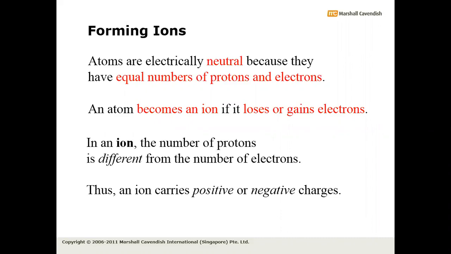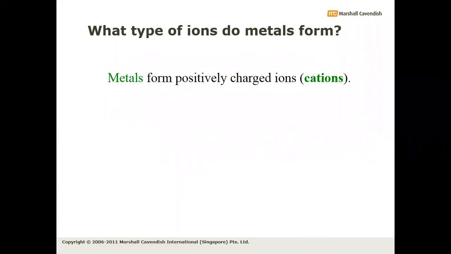So whenever an ion is formed, it is due to the loss or gain of electrons. If there is no loss or gain of electrons, an ion is not formed, as in covalent bonding, no ion is formed. So an ion has a different number of protons and electrons. A positively charged ion carries a positive charge, and there is a negatively charged ion as well. Positively charged ions are called cations, and metals form cations.